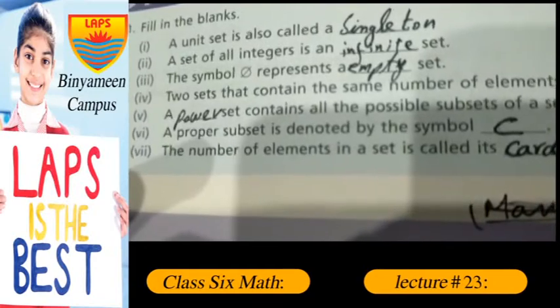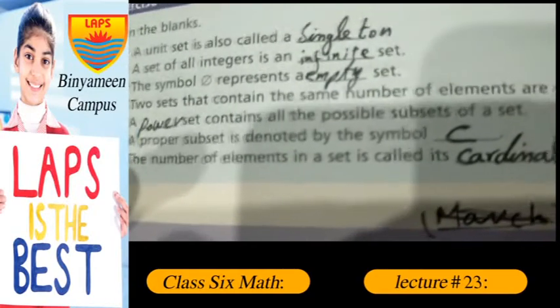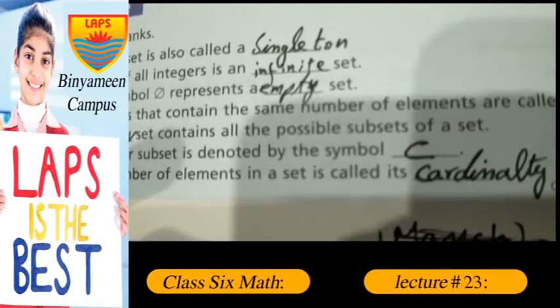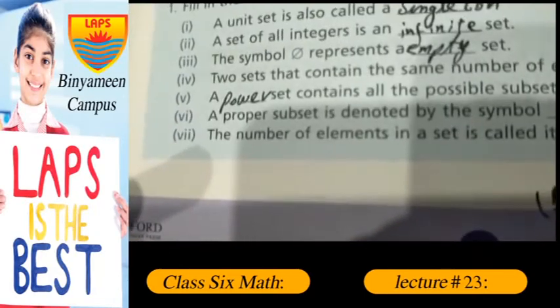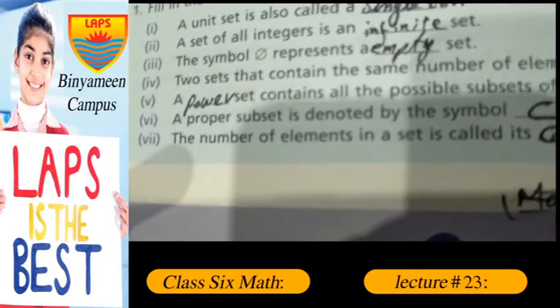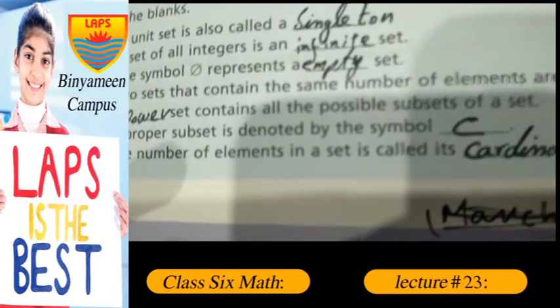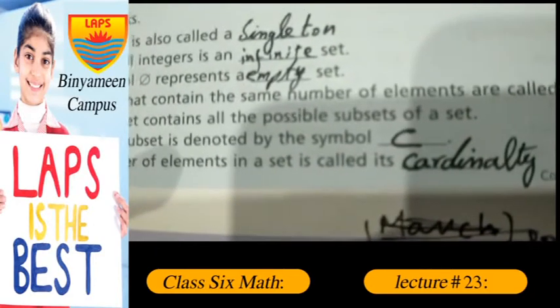Sixth, a proper subset is denoted by the symbol for proper subset. Seventh, the number of elements in a set is called its cardinality.